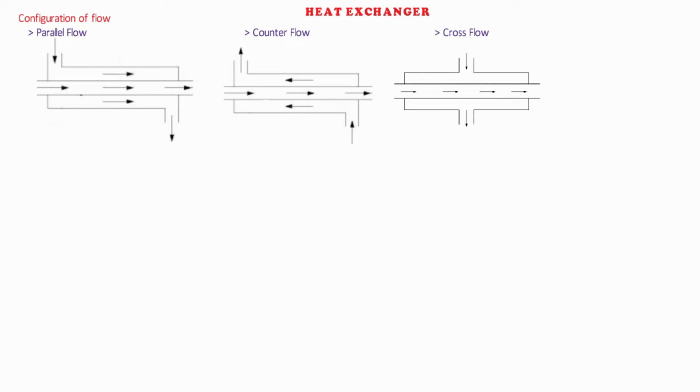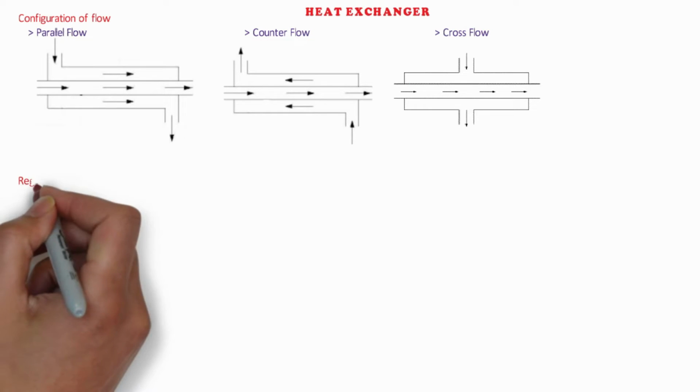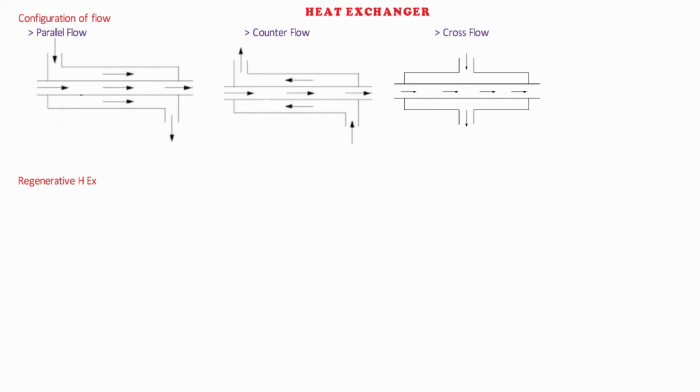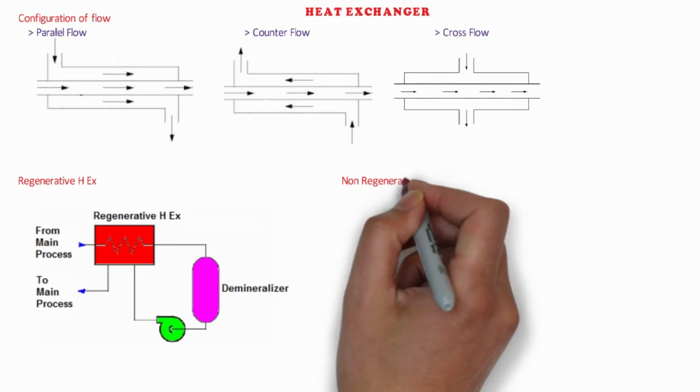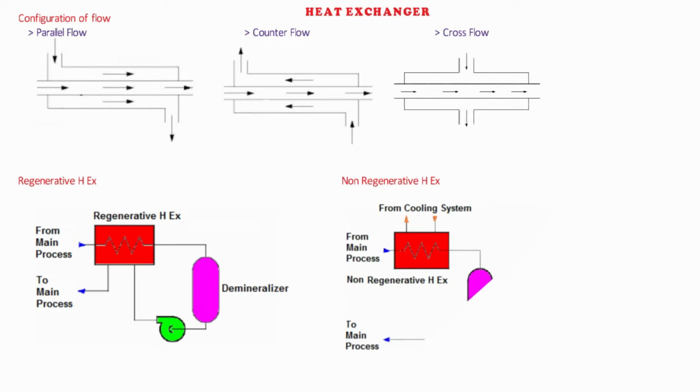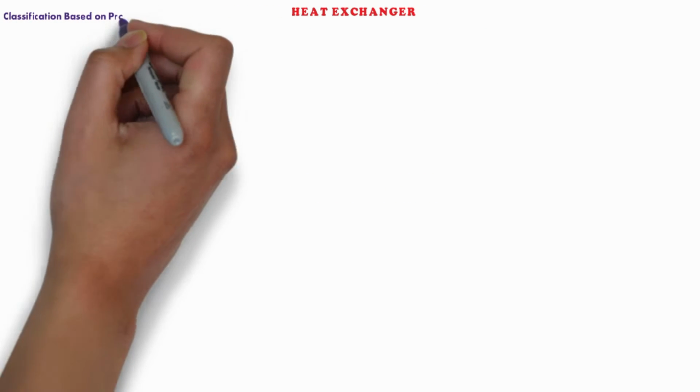The second classification is based on regeneration. There are two types of heat exchangers in this category. First is regenerative heat exchangers, which use the same fluid for heating and cooling. Second is non-regenerative heat exchangers, which use separate fluids for heating and cooling. Third is the classification based on process function.